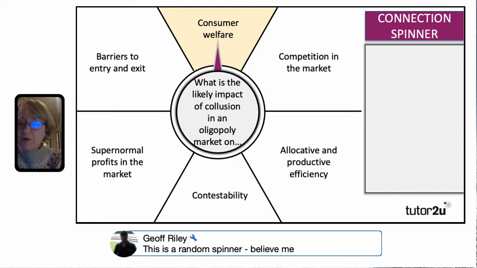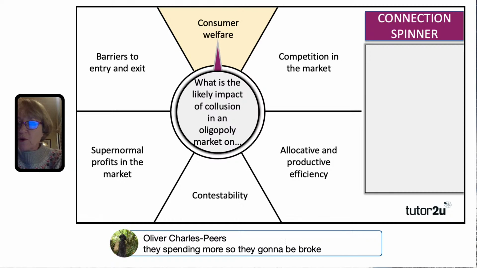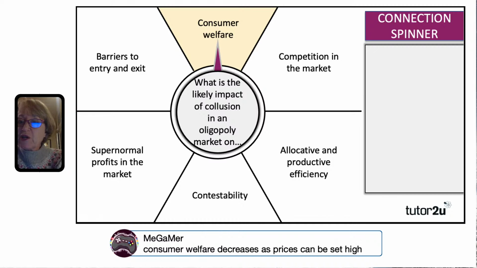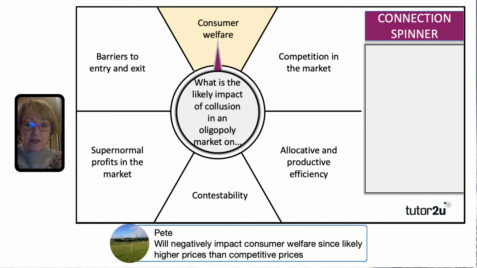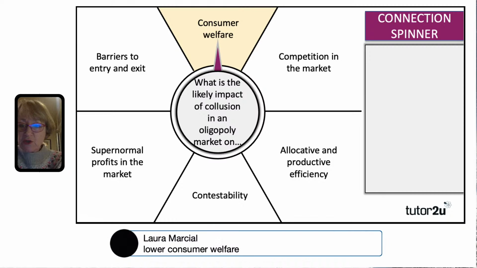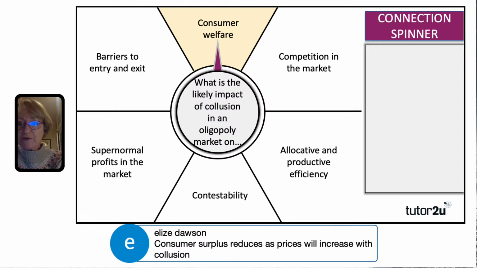And there's a couple of people already coming in saying they're going to be spending more, so they're going to be broke. Well, yes, okay. Then someone else goes on to say consumer welfare decreases as prices will increase with collusion, negatively impact consumer welfare, says Pete. Likely higher prices than competitive prices. Good. Yeah, there seems to be a pretty clear consensus here that consumer welfare is going to be damaged, and it's because of prices increasing with collusion.